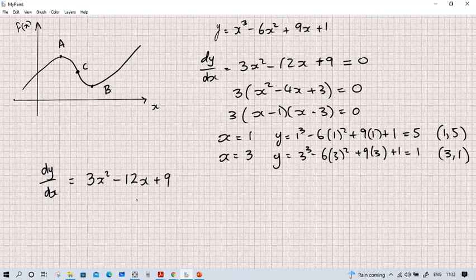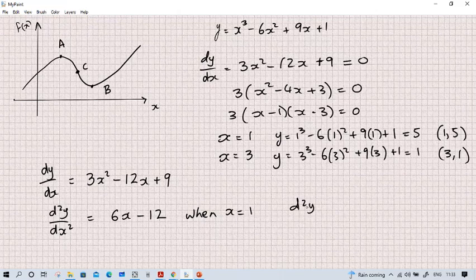And we're going to get the second derivative and then apply the test to determine the nature of these stationary points. So the second derivative, d2y/dx squared, equals 6x minus 12. So when x is equal to 1, we sub in 1, we will have 6 times 1 minus 12. The second derivative equals 6 minus 12, which is negative 6.